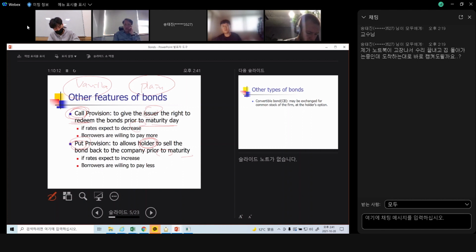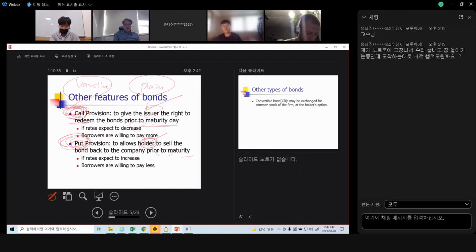Then, depending on who has that kind of right. Okay, so a callable bond provides that kind of right to the issuer. A puttable bond gives that kind of right to the bondholders. That's the opposite way, right? Opposite way. Then when is a callable bond issued, and when is a puttable bond issued? Callable bond is first.